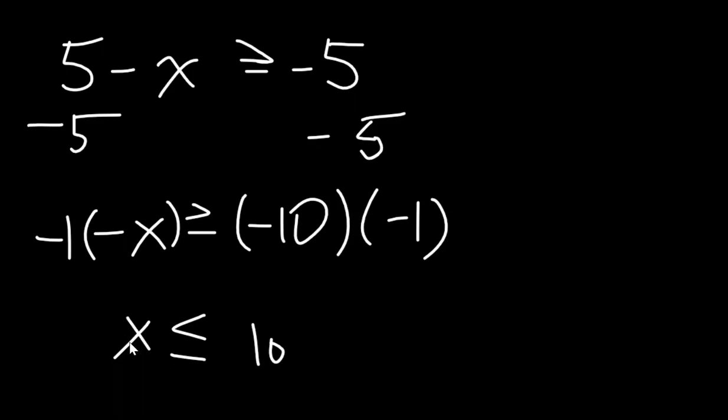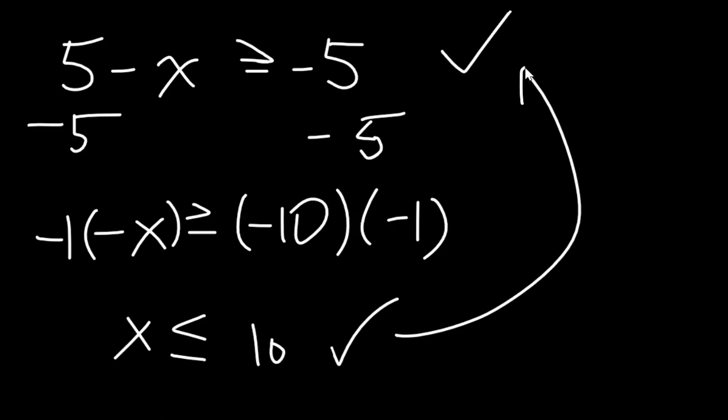So, for example, if you chose 0, right, 5 minus 0 is 5, which is greater than negative 5. If we chose 10, 5 minus 10 is negative 5, and it's equal, right? So this is true. This is a solution to this inequality.